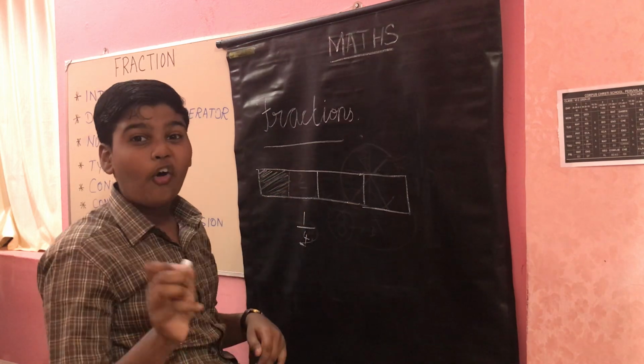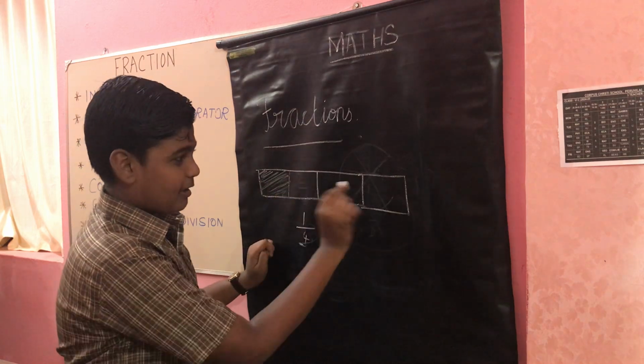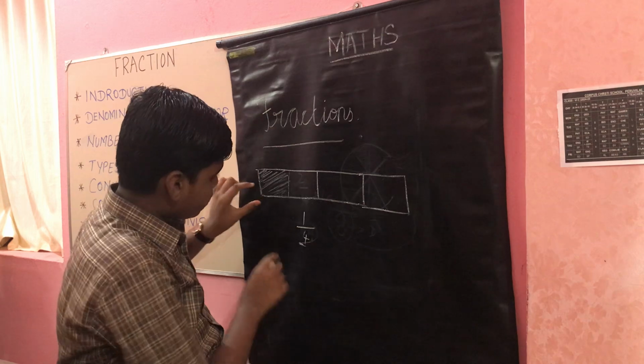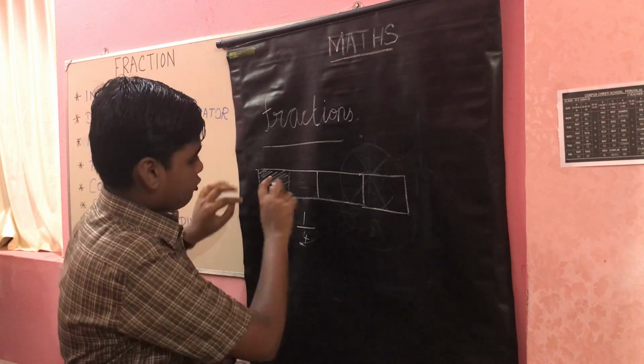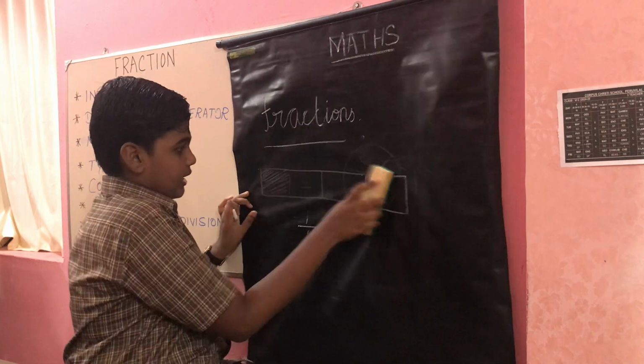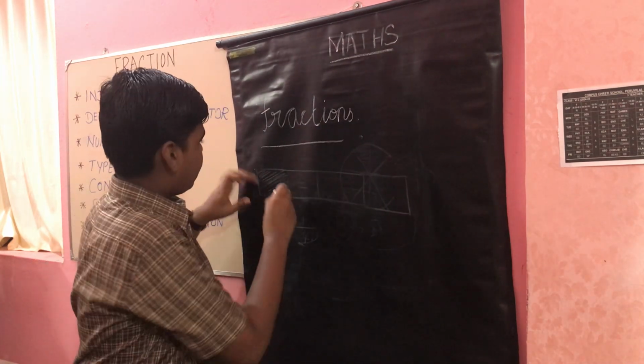And remember, you always shade the first part. Don't go and shade this part or this part or this part. Shade the first part. So this is the numerator and these 1, 2, 3, 4 are the denominators. Understood? Okay, now we can learn about the number line. You know what a number line is, right?